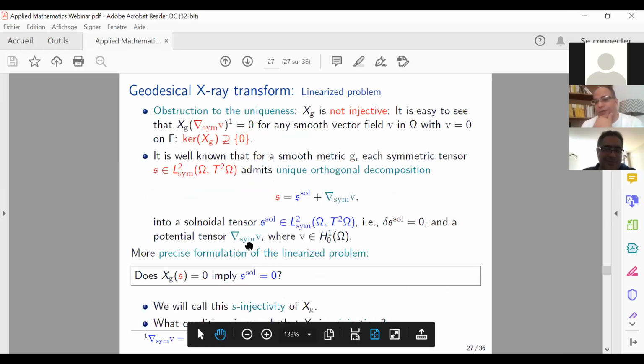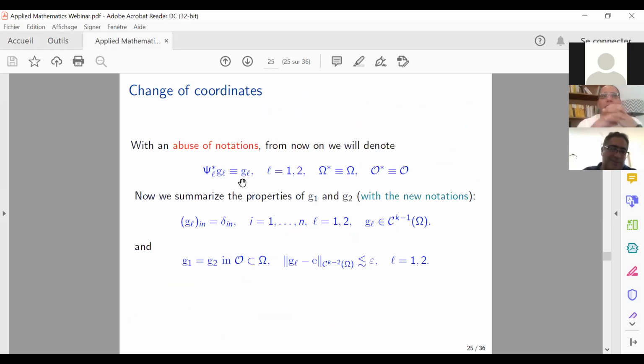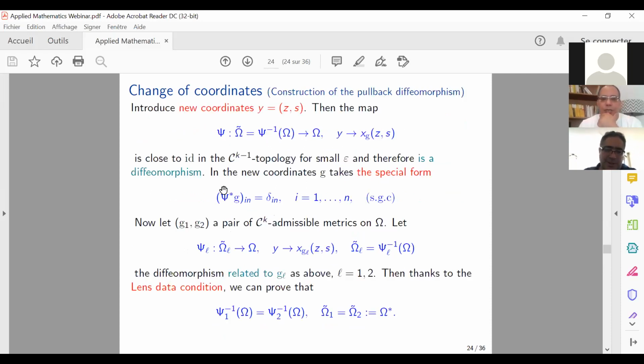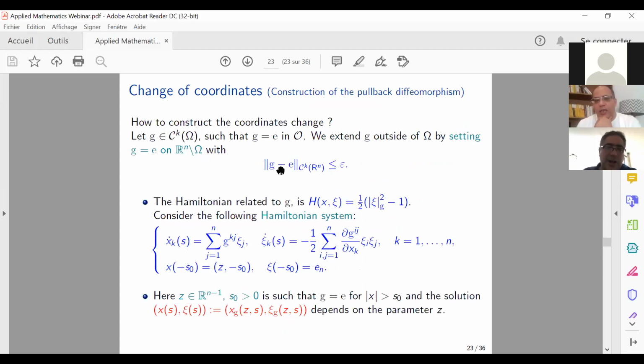Sorry, what's your question? Mourad, I just wanted to know if you are able to handle general metrics or only metrics which are somehow close to Euclidean. Okay, yes. In my case, I need a smallness condition, that G is close enough to the Euclidean one, just to construct the diffeomorphism, the change of coordinates. I need it just to guarantee a global solution to the Hamiltonian system. Otherwise we cannot have a global solution. We can solve, but locally.